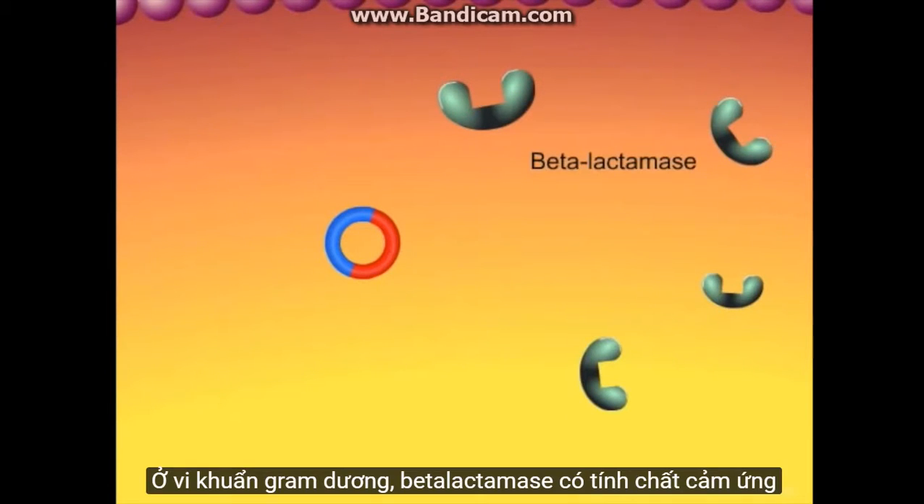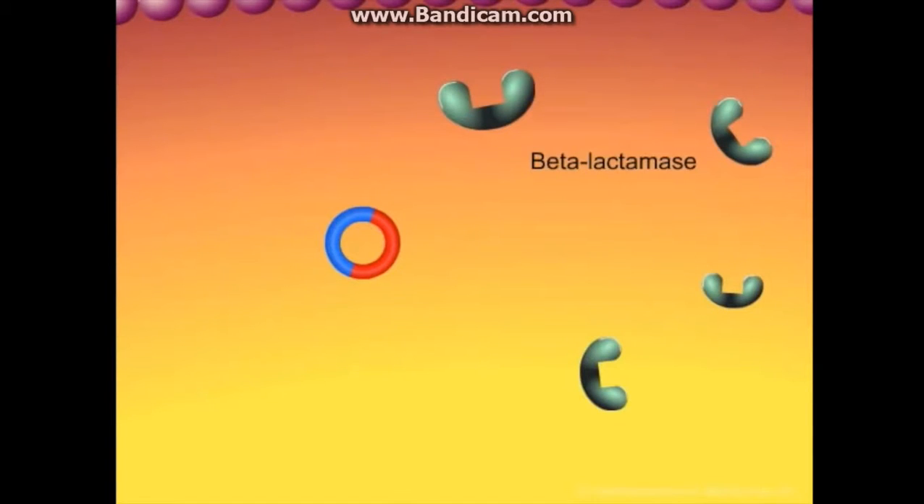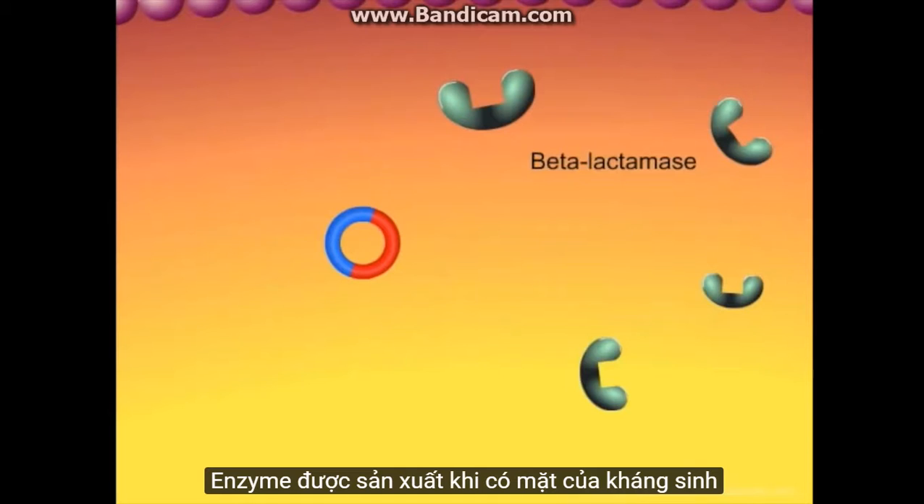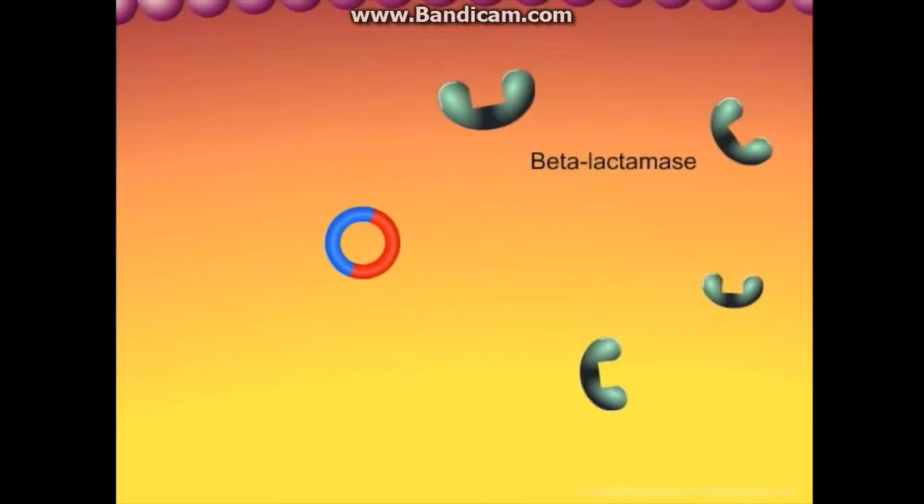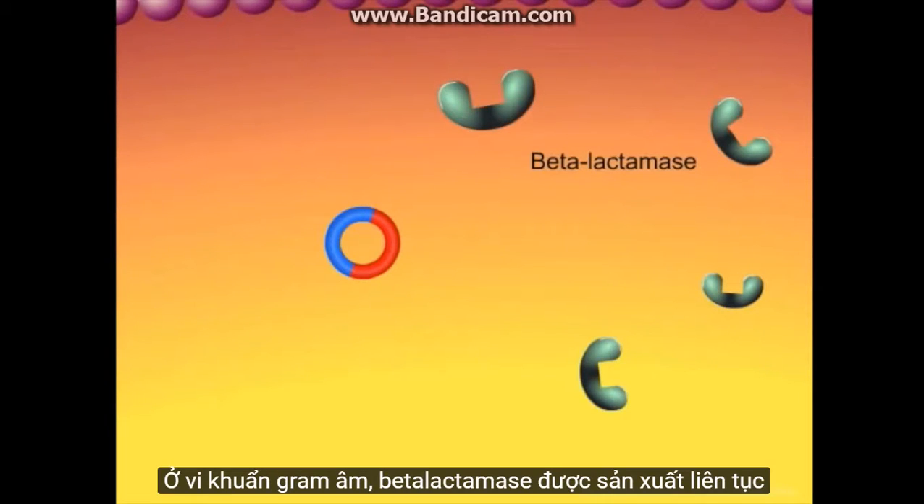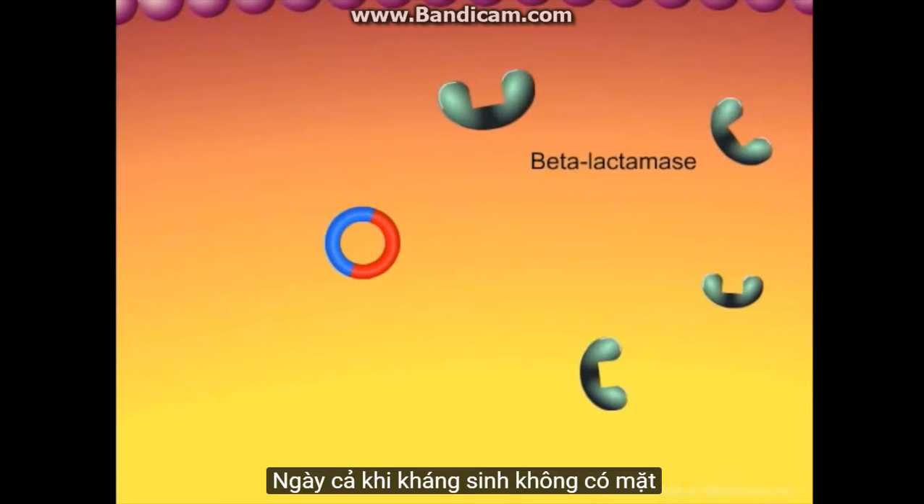In gram-positive bacteria, the beta-lactamase enzyme is generally inducible, resulting in a large amount of enzyme being produced in the presence of the drug. In gram-negative bacteria, the beta-lactamase enzymes are produced constitutively, i.e., even when the antibiotic is not present.